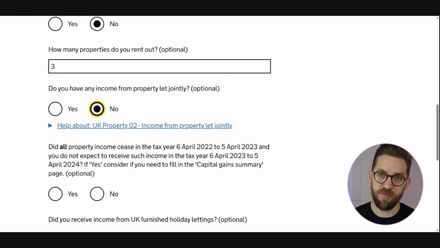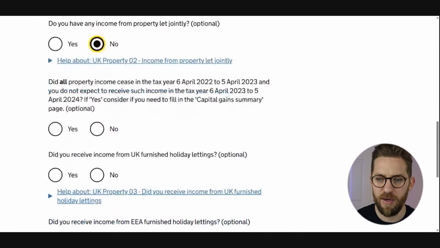If you're married or in a civil partnership, you can make a declaration to HMRC to split it in a different way, back to your 80-20, but there's a form that you would need to submit to do that, and until you've submitted that form, they would be expecting it to be split 50-50. Okay, I'll say no to that one.